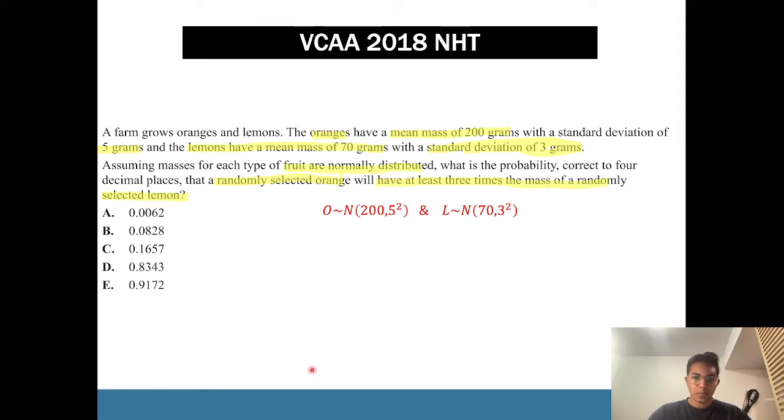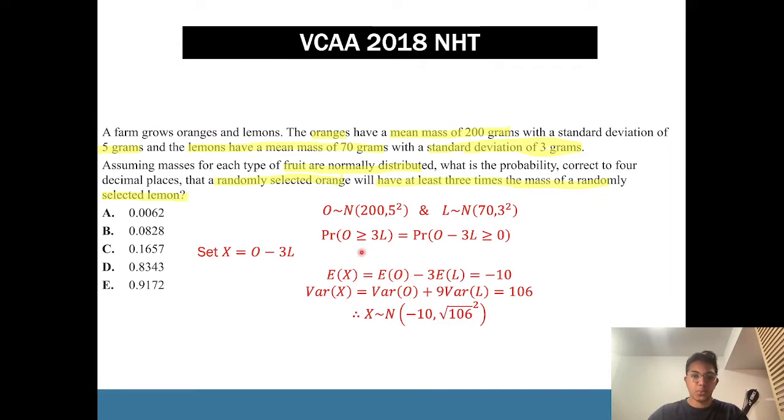Okay. So we defined that, and now I want to create my probability set, right? We want to know the probability that a randomly selected orange, so O, will have at least 3 times the mass of a randomly selected lemon. So I'm saying the probability that O is greater than or equal to 3L. Then I want to rearrange this, so this is greater than or equal to 0. And so I can create my own new random variable, X is equal to O minus 3L. And that's my combined variable.